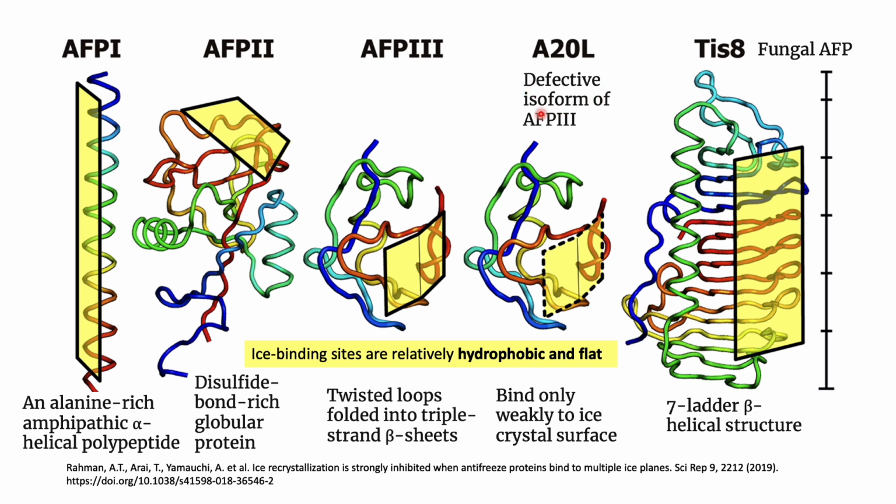And this is the defective isoform of AFP3, that is A20L, where alanine is replaced with lysine. So this binds only weakly to the ice crystal surface, and we have the fungal AFP. This has a 7 ladder, 1, 2, 3, 4, 5, 6, 7 ladder beta helical structure as shown here. So these ice binding sites are all relatively hydrophobic and they are flat. If you look, this is flat, this is flat, this is also flat. All of these are flat and they are also hydrophobic. So in these areas only ice comes and binds.